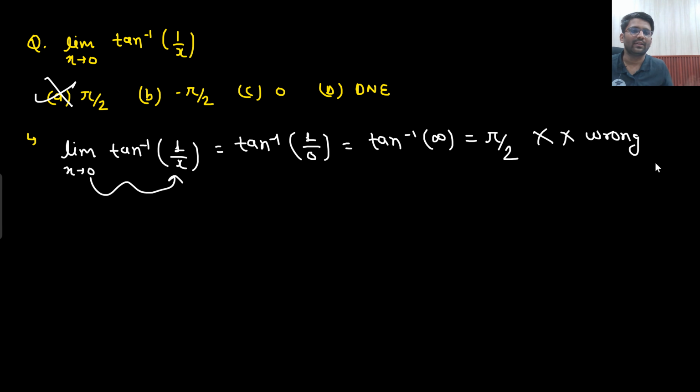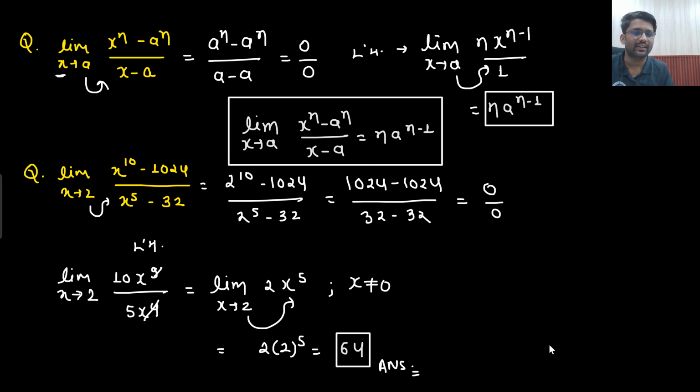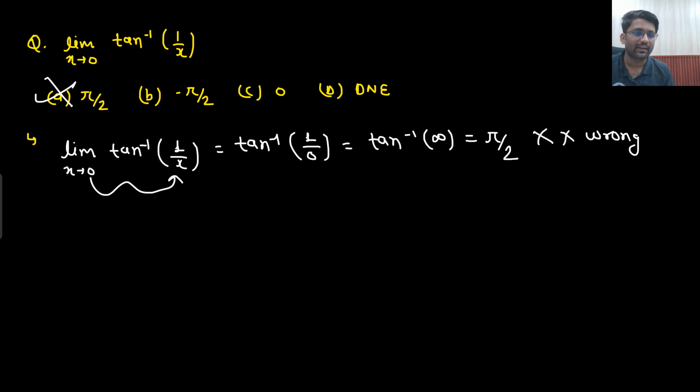So many wrong things you have done. When you directly put it here, what do you know? This is nearly equal to 0. Nearly equal to 0 means it could be 0 plus as well. Is it a 0 by 0 form or anything like that? No. Are you getting a finite answer? No. That means you need to check at 0 plus and 0 minus both.